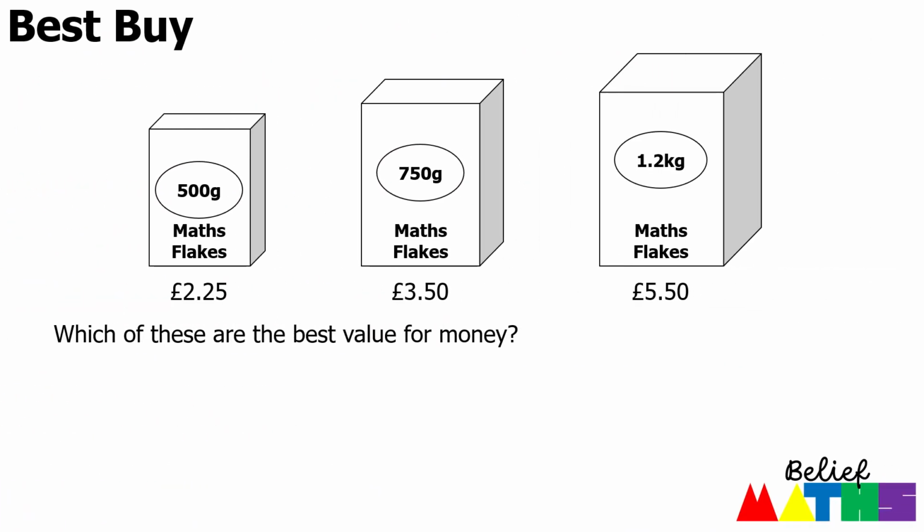And the next question is best buys. Now with best buys, the problem with each of these is what you want is you want to have the same quantity for each one. So we've got different quantities here. You can scale it up or you can scale it down. I always find it easier just to find the price of 1 gram.